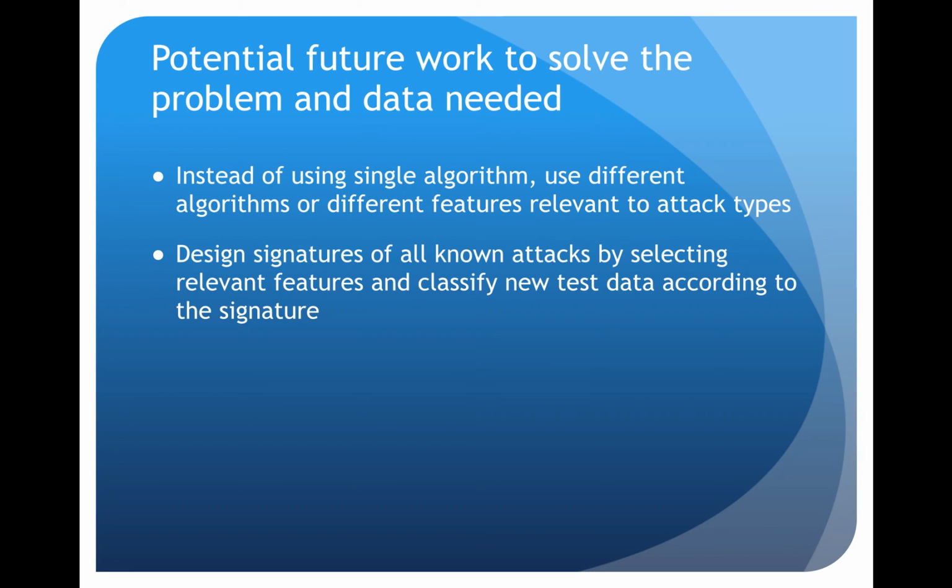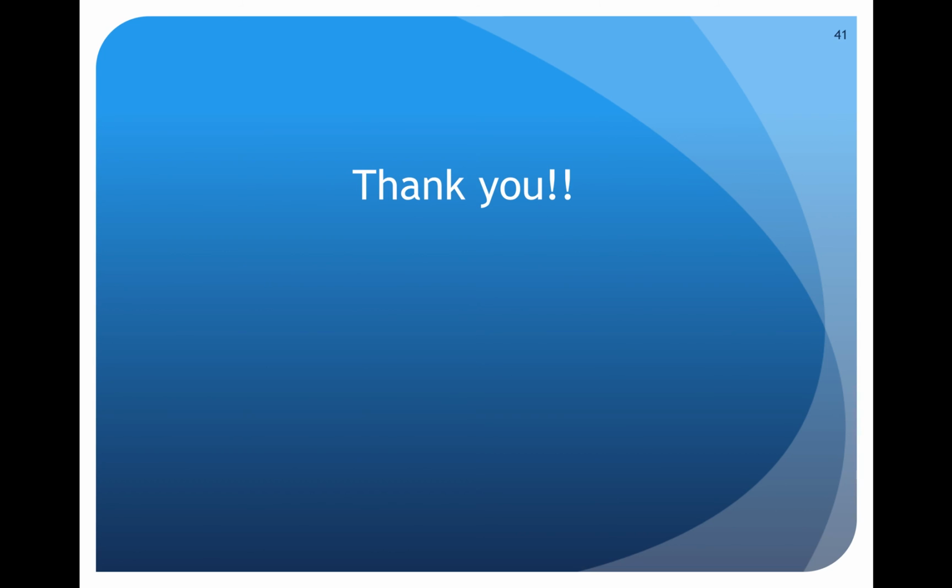Now, what future work can we do to get better accuracy and better classify the data? First, instead of using a single algorithm, we can use different algorithms, or in a single algorithm, we can use relevant features particular to different attack types. Next, we can derive some rules or signatures based on the domain knowledge or relevant features, and we can use these signatures to identify or classify our test data. So that's about my experiment. Thank you.